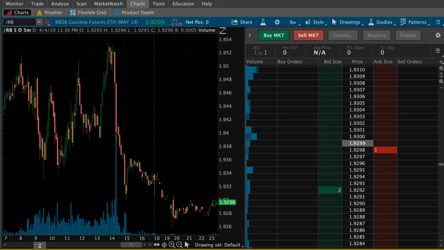On the right-hand side is the trading dome for gasoline futures, showing you where the market price is. That's the little gray price, 1.9299 currently. And then the bid and the ask price on either side of it. The bid is in the green column and the ask price is in the red column. Those are three different prices for the market. What does that mean, Ernie?